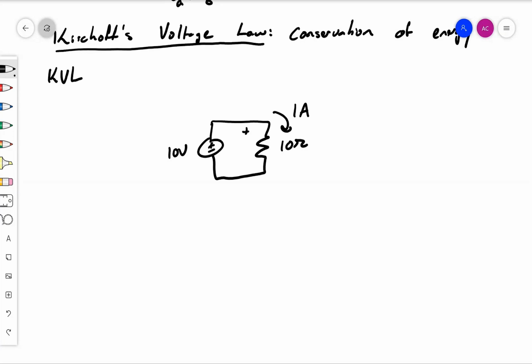So using Ohm's law, the voltage across the resistor is equal to the current times the resistance, so that'll be 10 volts. There's 10 volts across this resistor. Now, if we look at the only closed loop around here, if we start from this point, let me switch up my marker.